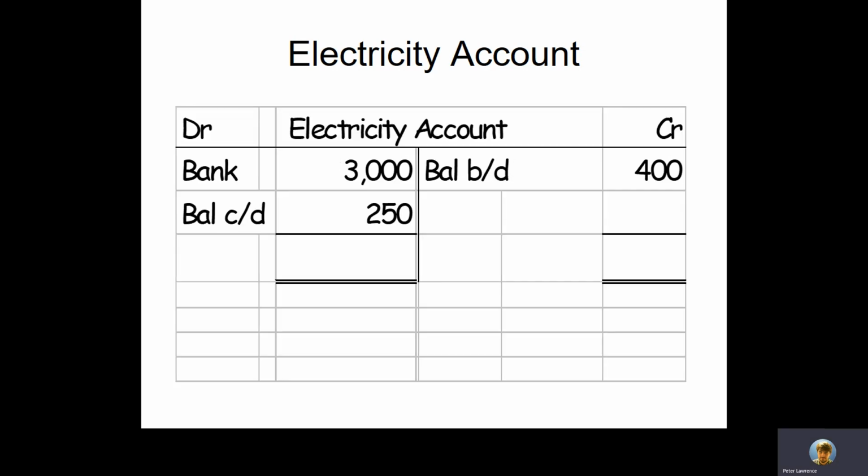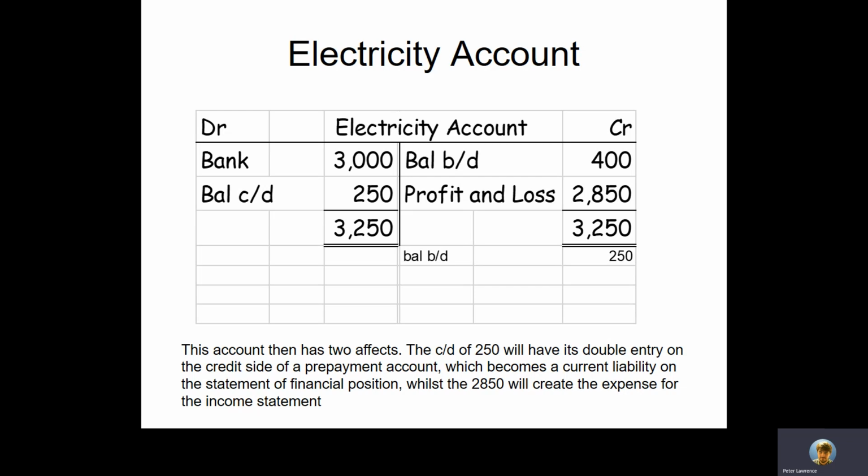Now, at the end of the financial year, we still owe £250 for electricity we've used this year. So it goes on the debit. So we can then balance off that account. You can see there we've got £2,850 as the amount of the expense. So even though we paid 3,000, of that 3,000, £400 of it related to last year. Plus, we've got this extra £250 that we have yet to pay for. So the total amount of electricity used during the year was 2,850.